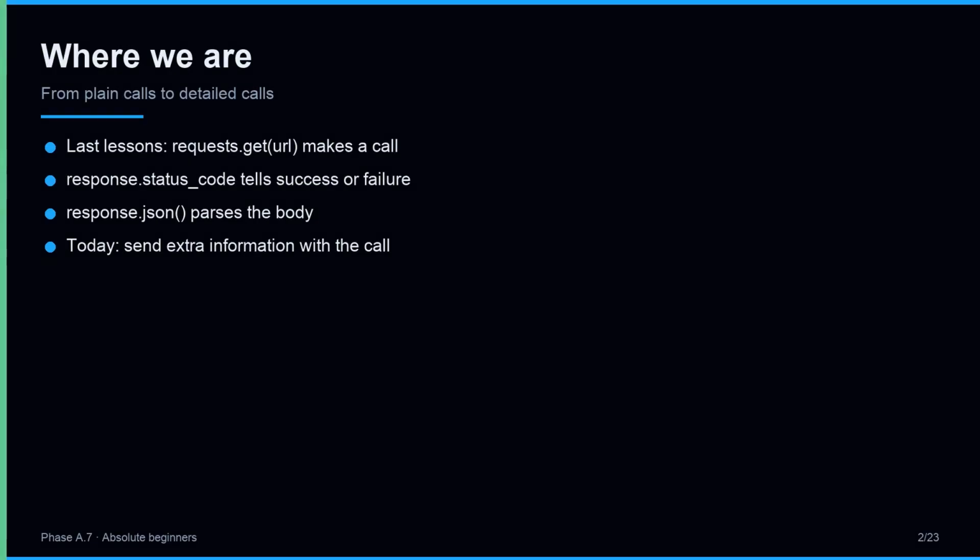Before we start, a quick recap. In the previous lessons you learned that requests.get of a URL makes an HTTP call. The response has a status code, 200 means success. The response has a JSON method that parses the body into Python. Today we add a new skill, sending extra information along with your call. Services use this information to filter results, identify you, or authorize the request. 2 channels carry that information, parameters and headers.